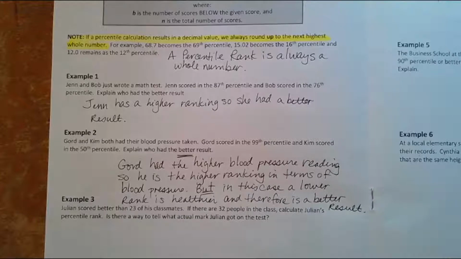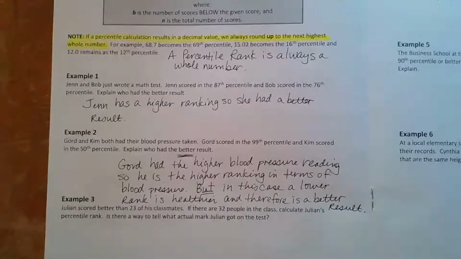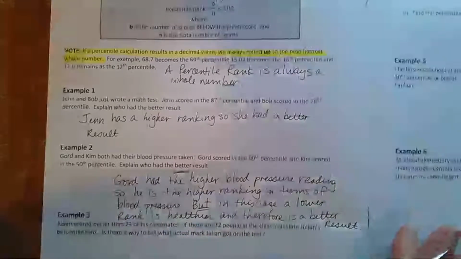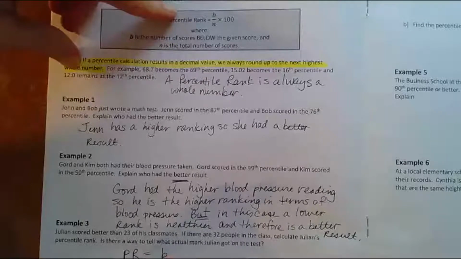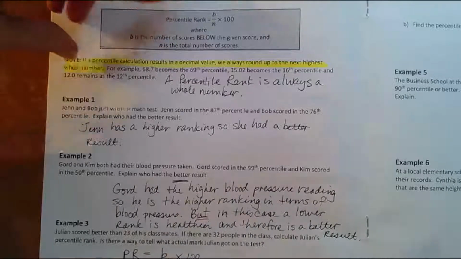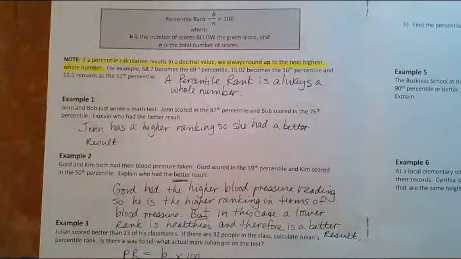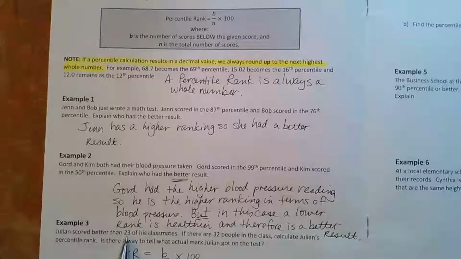Let's take a look at example 3. Julian scored better than 23 of his classmates. If there are 32 people in the class, calculate his percentile rank. Is there a way to tell what actual mark he got on the test? Okay, well, let's see. The formula is B over N times 100. B is how many people scored below him. He scored better than 23 of his classmates. So this is the number, right?